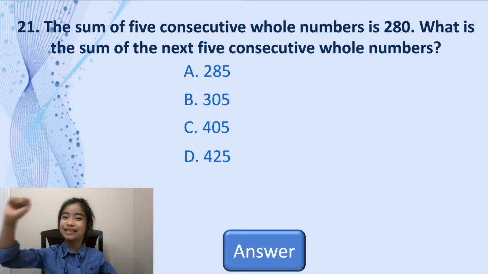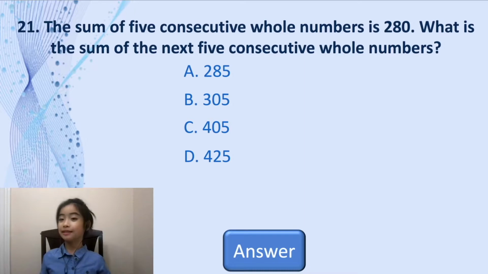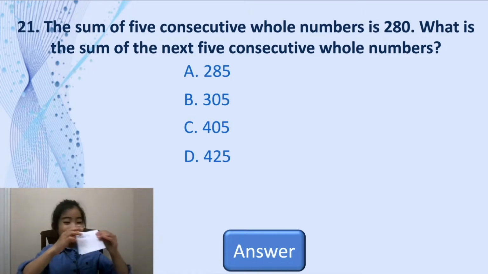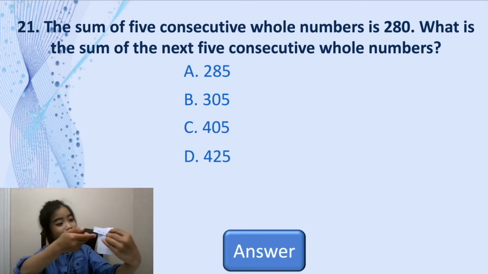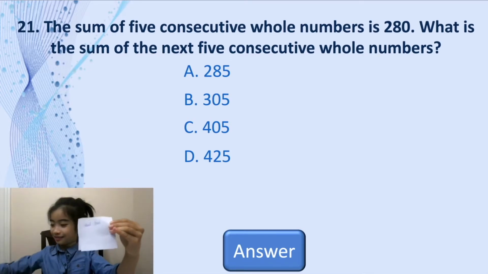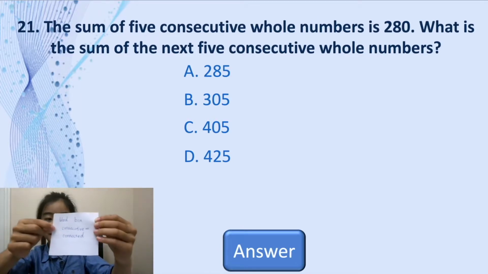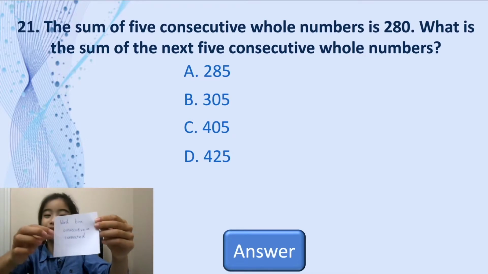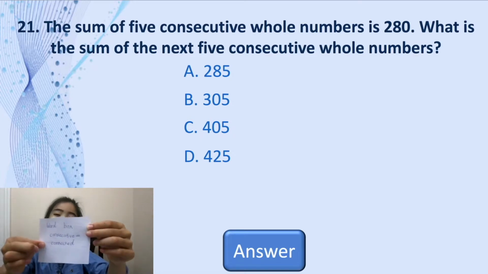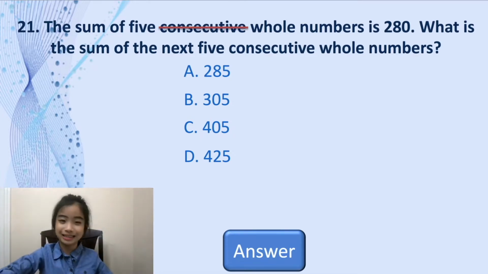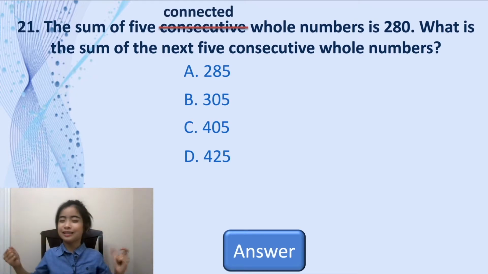So the first question is, the sum of 5 consecutive whole numbers is 280. What is the sum of the next 5 consecutive whole numbers? Well, first of all, you need to know what the word consecutive means. So, this might help you a bit. My precious word box. Right here it says word box. Consecutive means connected. So we can just say the sum of 5 connected whole numbers is 280.